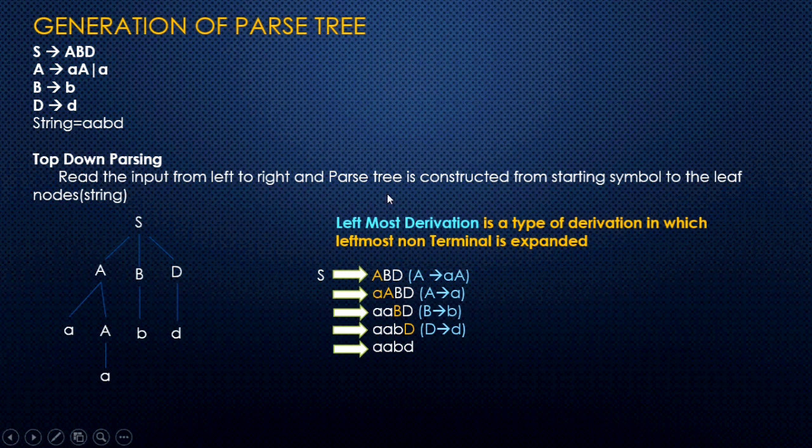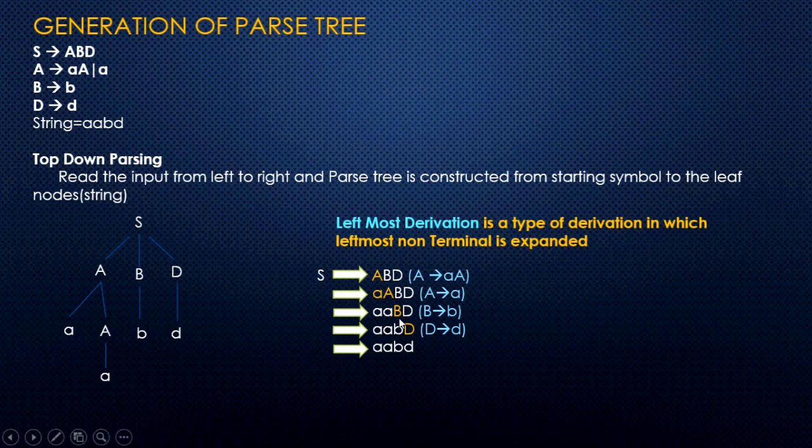Here we will also learn about the leftmost derivation. Leftmost derivation means we replace the leftmost non-terminal for expansion. In this case, I have applied a grammar S tends to ABD. The leftmost non-terminal is A, so A is expanded with the production A tends to small a capital A. Now the leftmost non-terminal is A, which is replaced by small a.